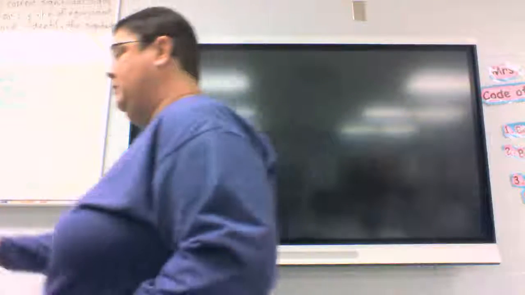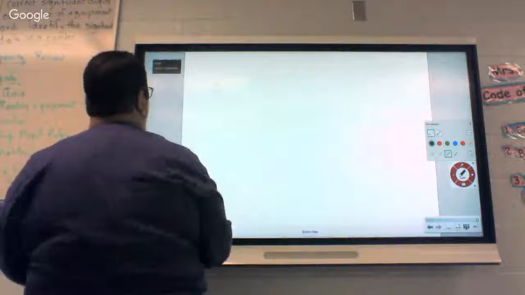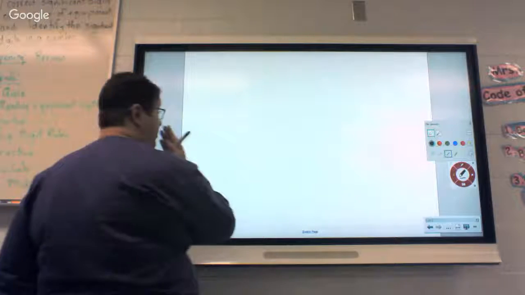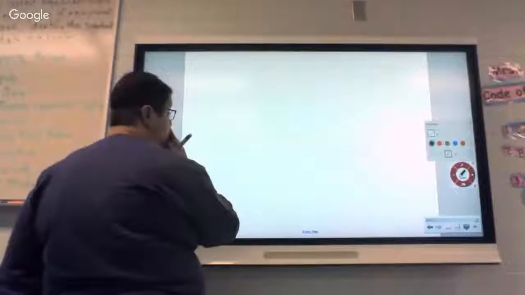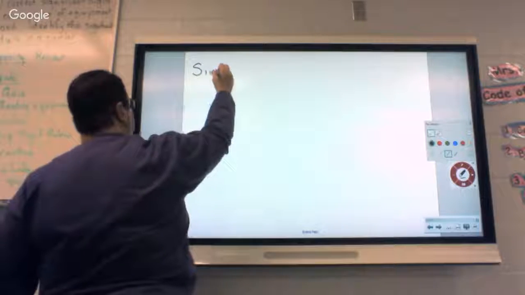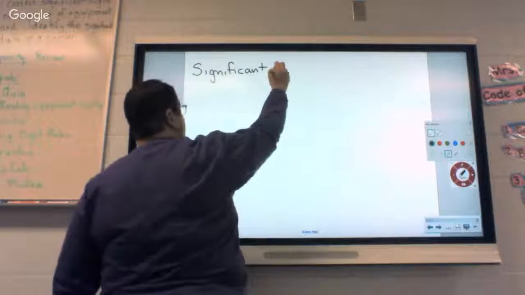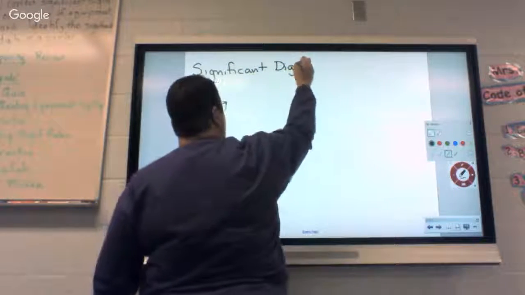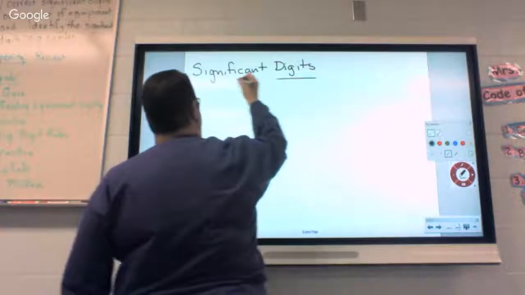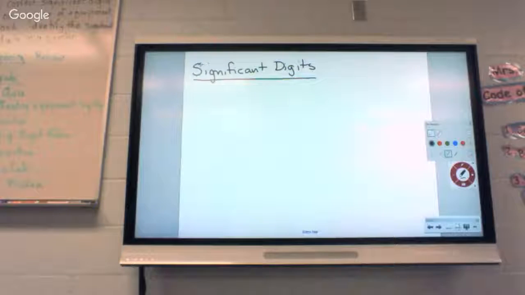Significant digits? All right, so on Friday, we talked about accuracy and precision, right? Tell me what accuracy is. Okay, closest of an answer to the expected value. So, being able to get the right answer.